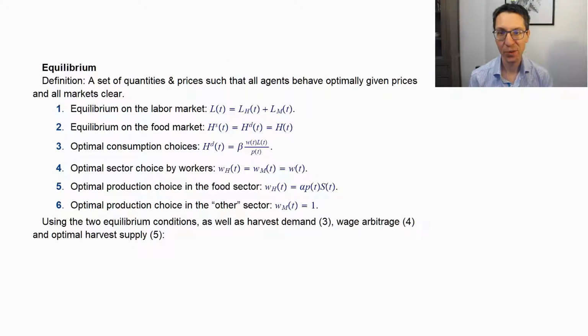Let's now get a bit more formal to illustrate an important concept in economics. We define an economic equilibrium as a set of quantities and prices such that all agents behave optimally given the market prices, and in which all markets clear.